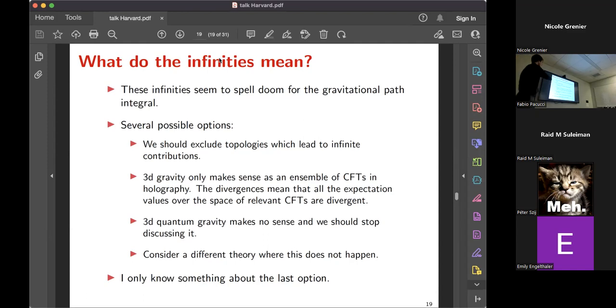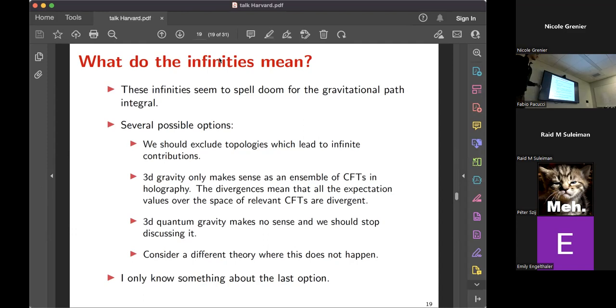Okay, so I have nothing very smart to say here, but I think these divergences are very bad for the gravitational path integral, since they seem to compete with every other computation that we're doing. You can say we throw them out. So that's the first option here. We can either throw them out and not worry about them.